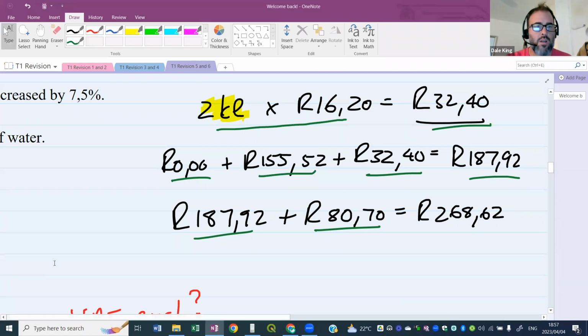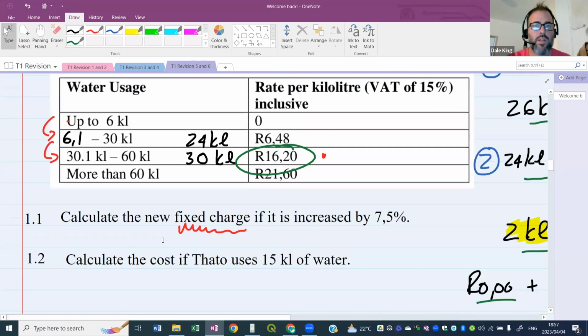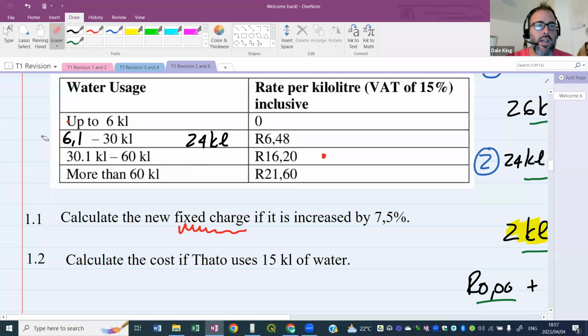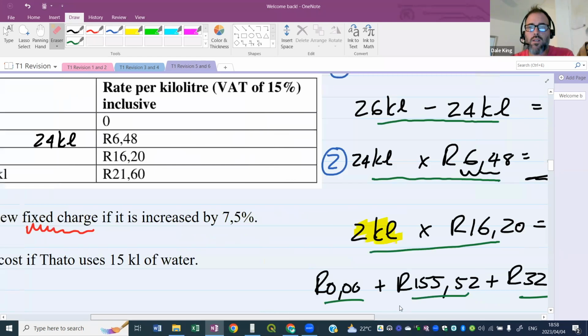So if we look at our table again, I'll remove what I didn't have. This is what I had on the table when I read you the question. I had that 24 sitting there in front of you to say there's only 24 kiloliters in that bracket. I think you charged all 26 at the 6 Rand 48. That's what I think you guys did.